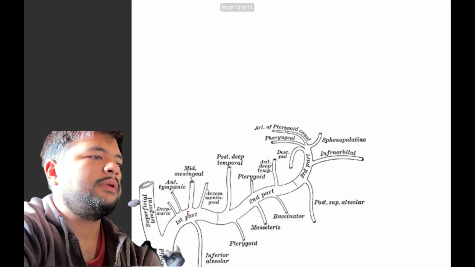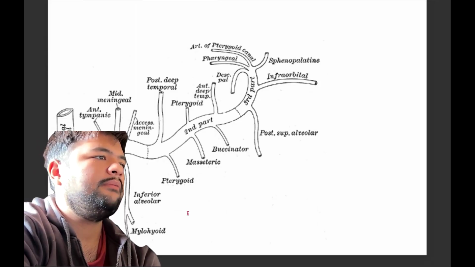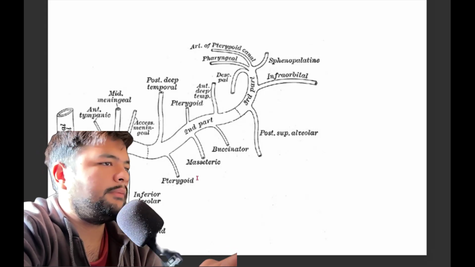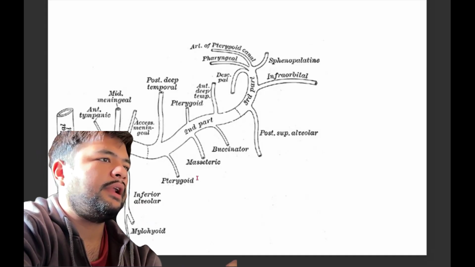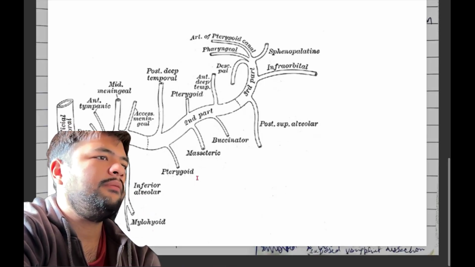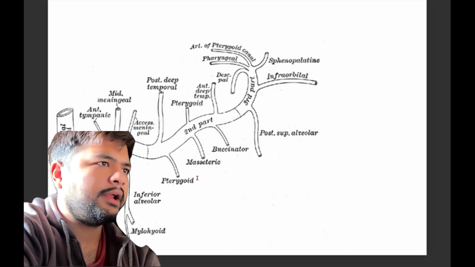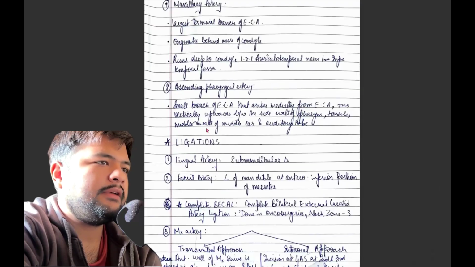So these are the branches of the maxillary artery: the deep auricular artery, anterior tympanic artery, middle meningeal artery, accessory meningeal artery, inferior alveolar artery, and mylohyoid artery. In the second part, we have the posterior deep temporal artery, pterygoid artery, masseteric artery, buccinator artery, and anterior deep temporal artery. Then coming to the third part: posterior superior alveolar artery, infraorbital, sphenopalatine, descending palatine, pharyngeal, and artery of the pterygoid canal.